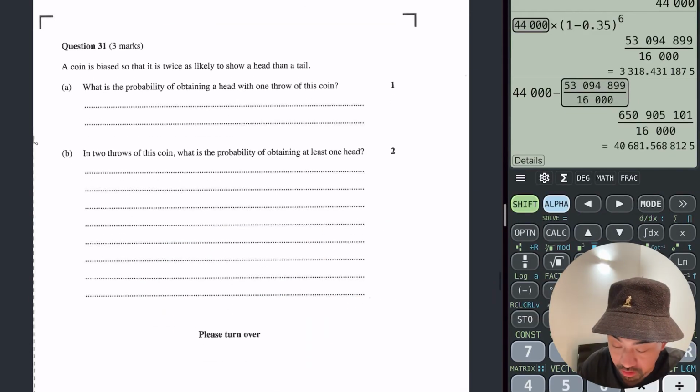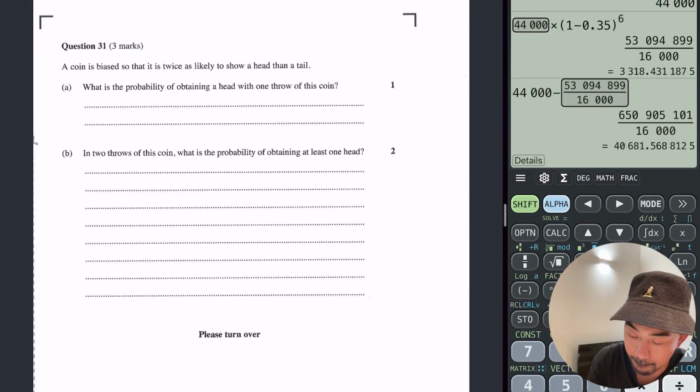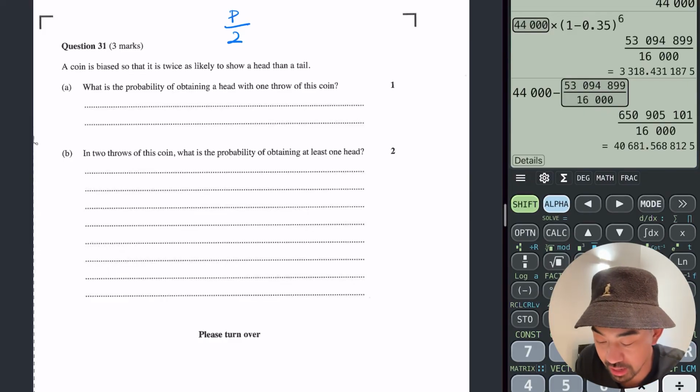31. A coin is biased so that it is twice as likely to land on heads than it is tails. What is the probability of obtaining a head with one throw of the coin? Well, it's twice as likely. One way we could do it, we could say probability is out of 2, right? Because it's a coin. So let's say the coin is biased so that it's twice as likely to land on heads than it is tails.